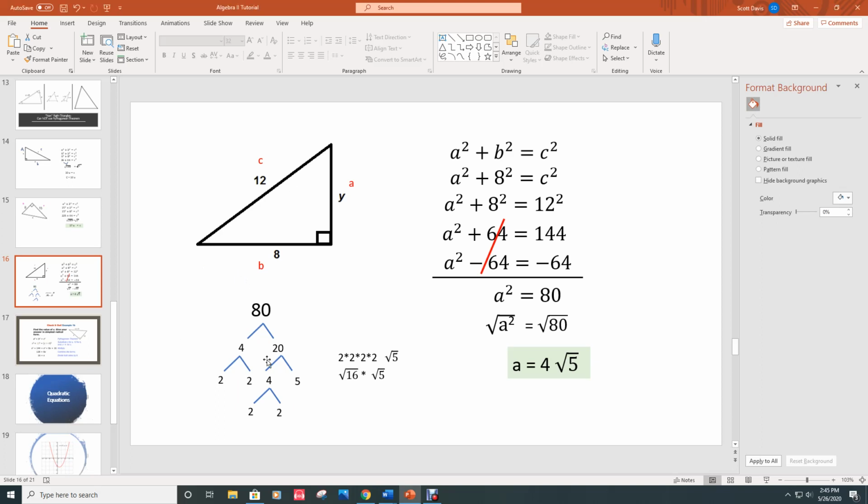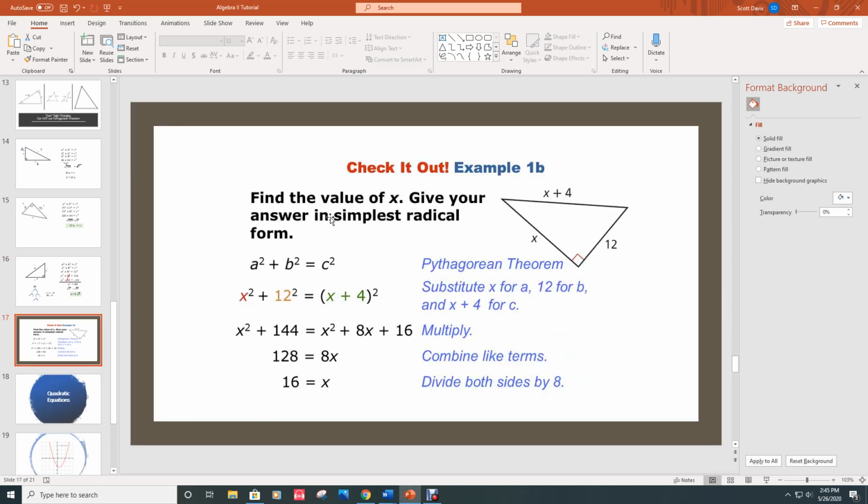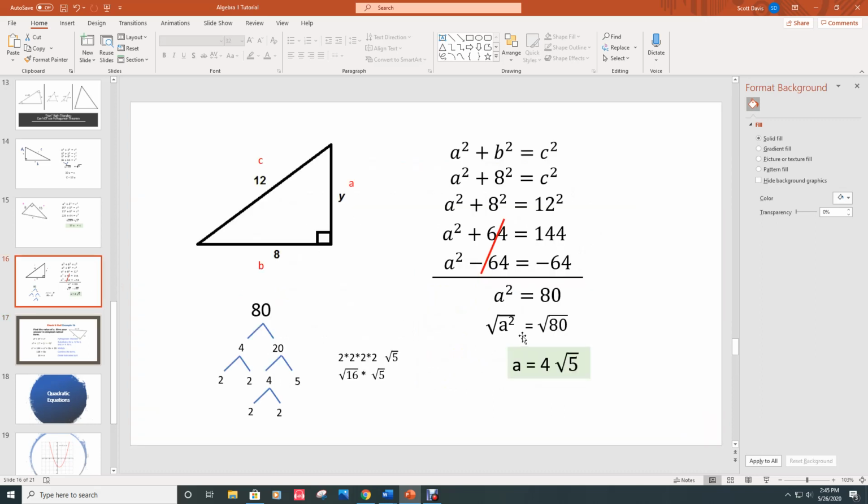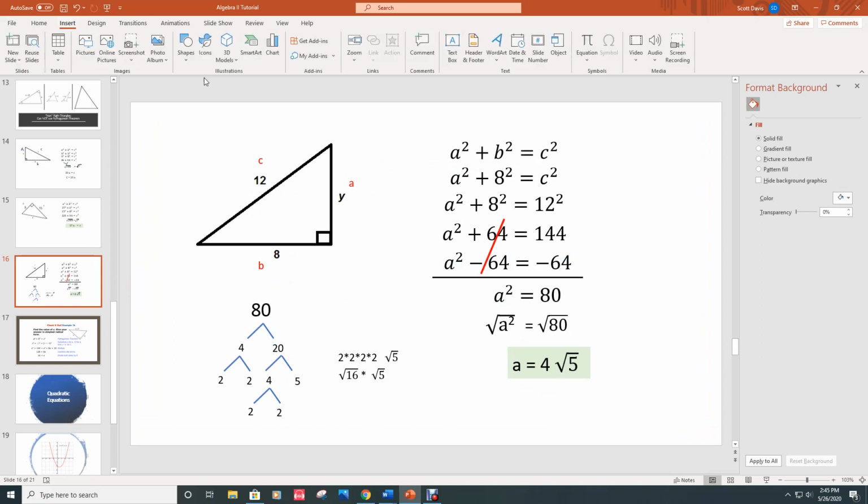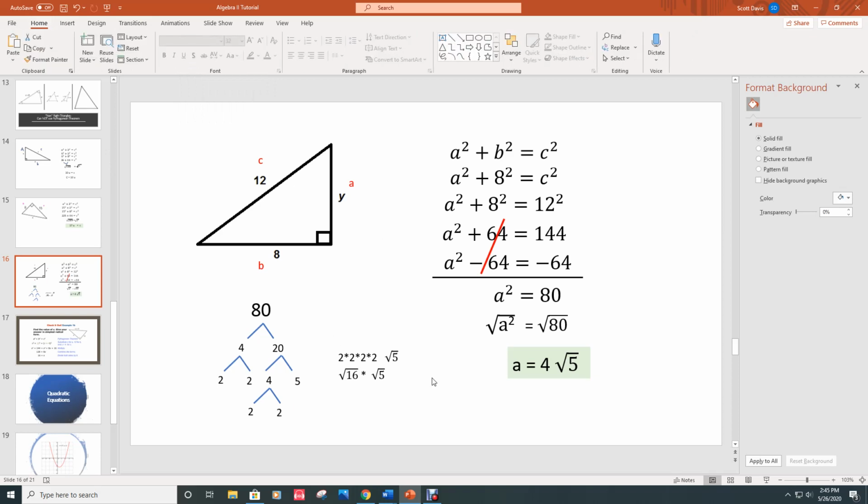But if they ask you to give your answer in simplest radical form, it means you must break this square root down the way we did right here. But this right here is how we break it down into the lowest radical form.